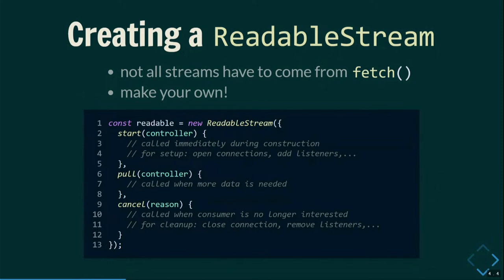When more data is needed from your stream, the pull method is called, and then you can hopefully set something up that will eventually put more data into the stream. And when the consumer is no longer interested in your stream, maybe something else happened, maybe the user clicked a cancel button somewhere, or maybe they navigated to a different page, your cancel method gets invoked and you can clean stuff up.